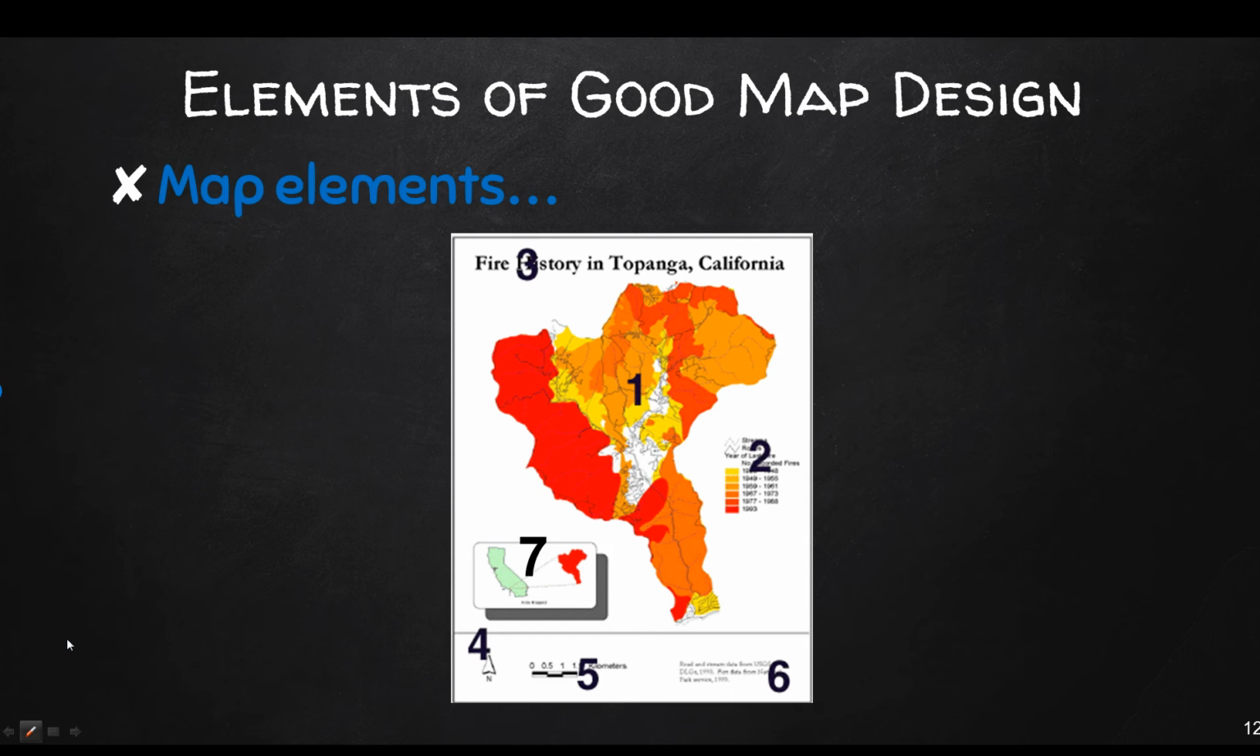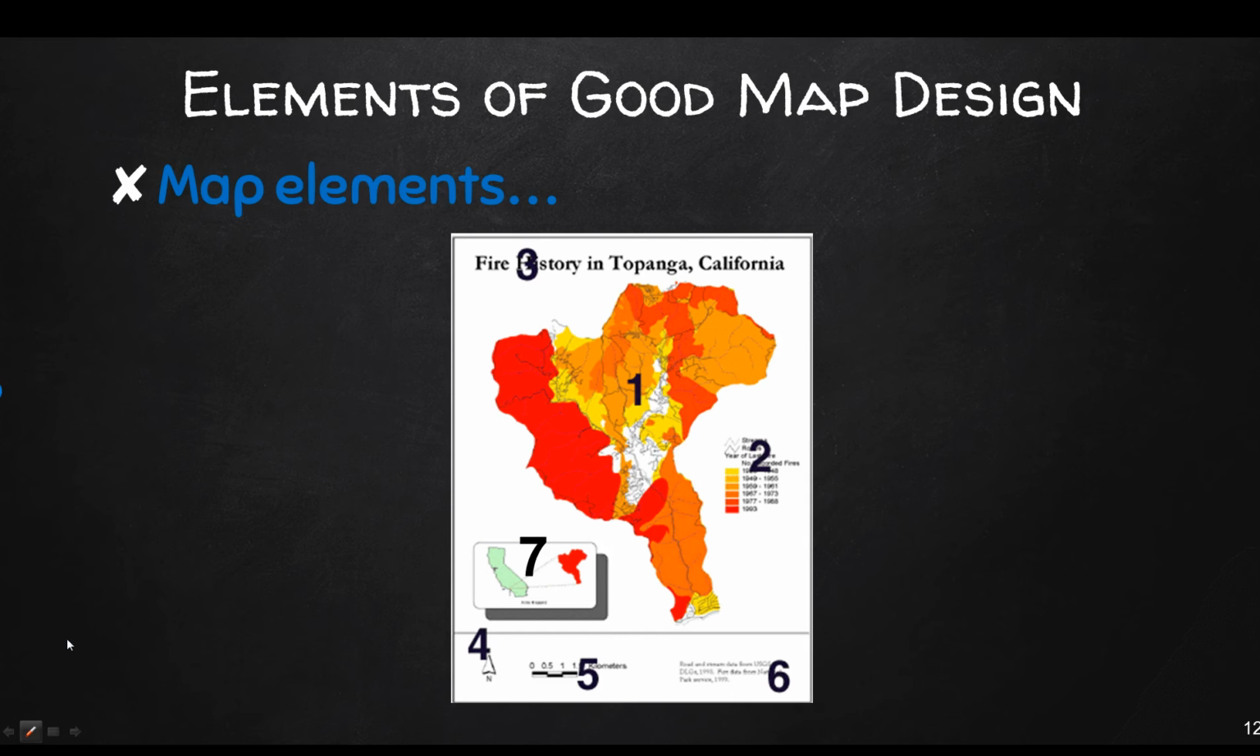Number 2 is the legend, the map element that lets the user know what each symbol on the map means. Number 3 is the title, typically placed at the top of the map, usually the largest text of the map, and it provides a short descriptive statement about the purpose of the map. It may include other pertinent information such as the time frame or what the map applies to.